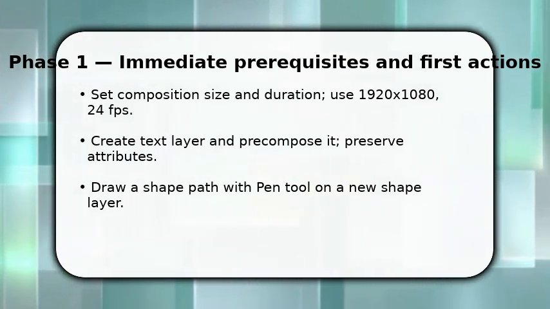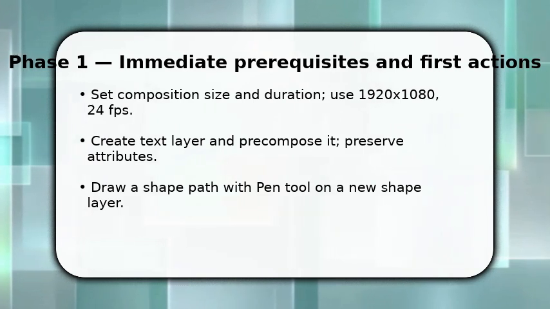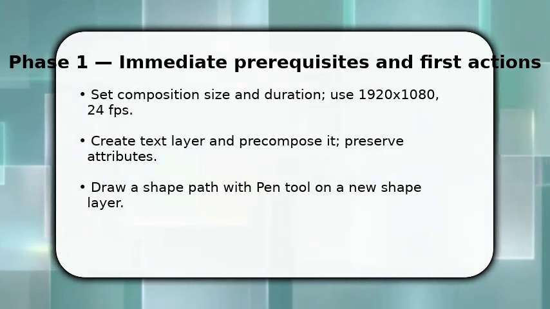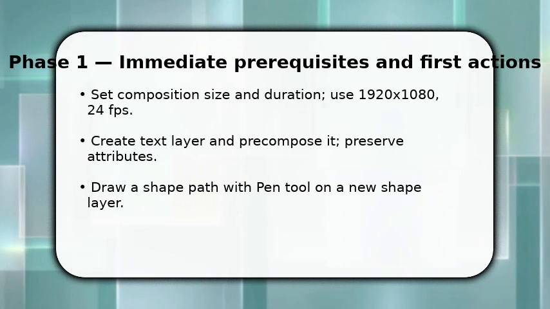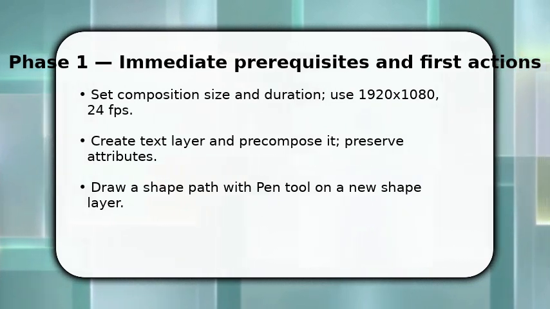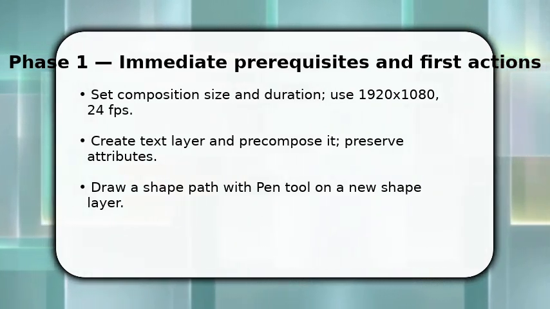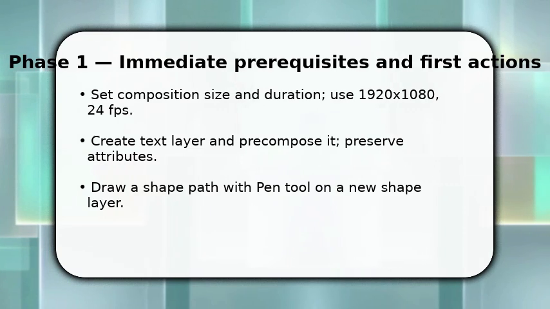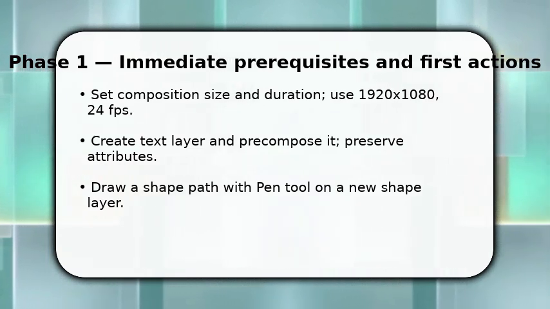Next, add a shape layer and draw a precise path with the pen tool that follows the strokes of your letters. This is the guide for the write-on. Once done, make sure path direction matches stroke direction. Otherwise, the reveal will run backwards, so reverse if needed.